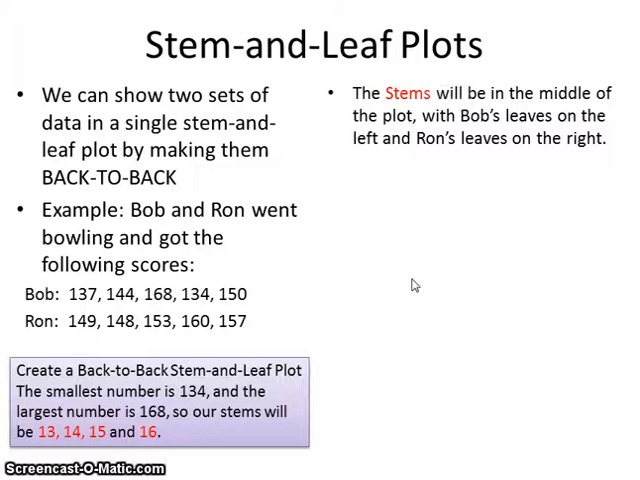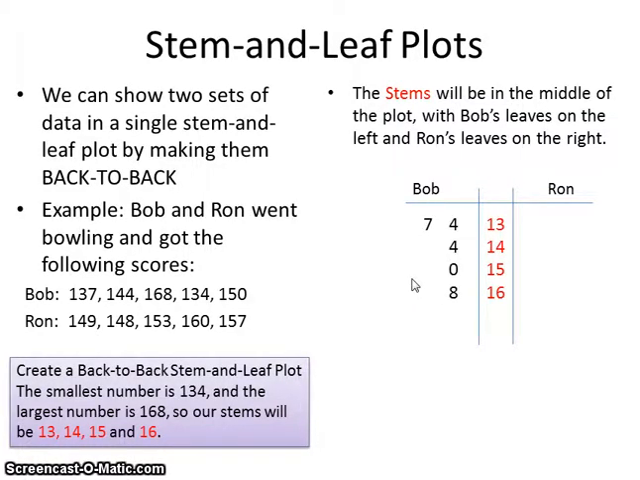The smallest number here is 134 and the largest number is 168. So in this case, our stems would be 13 and 16, but remember we need to include every stem in between, don't omit any, so that would be 13, 14, 15, and 16. In a back-to-back stem and leaf plot, the stems will be right in the middle of the plot with Bob's leaves on the left and Ron's leaves on the right. So there's Bob and Ron, there's our stems, 13, 14, 15, and 16 right down the middle.